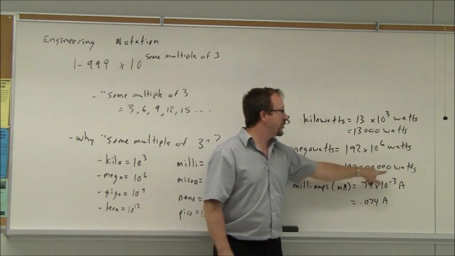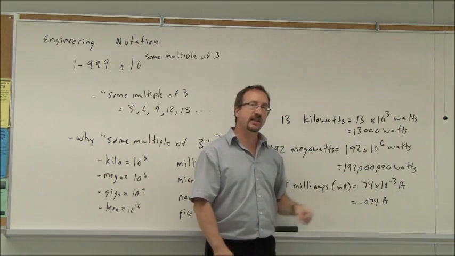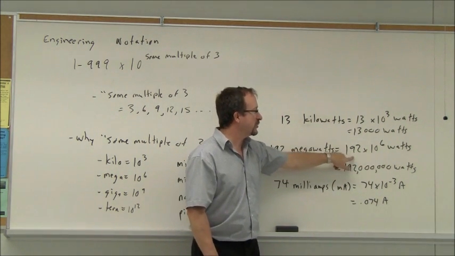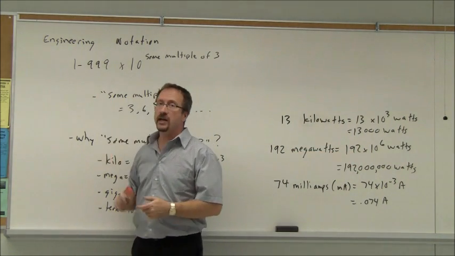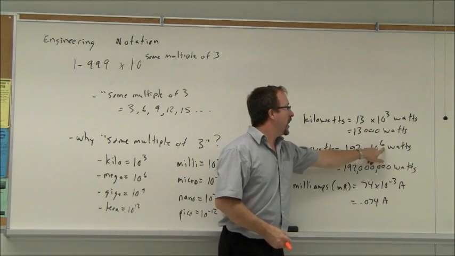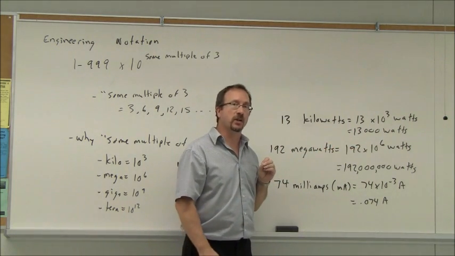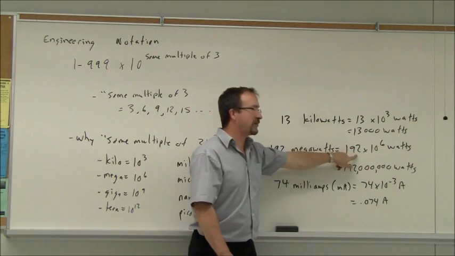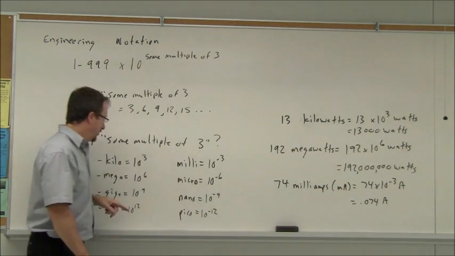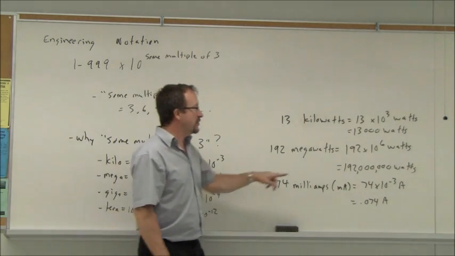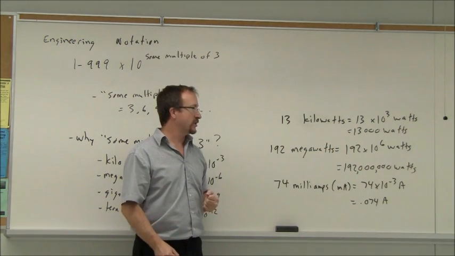Next one, if we had 192 million watts, what we're saying is 192 times 10 to the 6. Notice that the number I chose here was not 19.2, it was not 1.92, it was 192, which is between 1 and 999. And we have a power of 3, 6, 9, 12, 15, whatever. It must be a multiple of 3. So I've got my multiple of 3, my number between 1 and 999, 10 to the 6th is mega. So 192 million watts becomes 192 times 10 to the 6 watts becomes 192 megawatts.